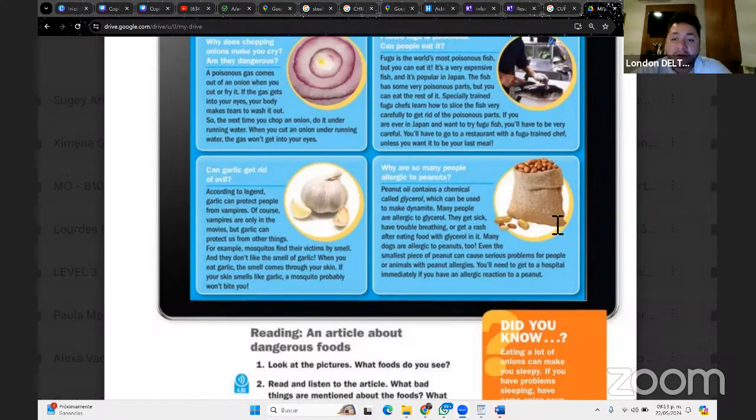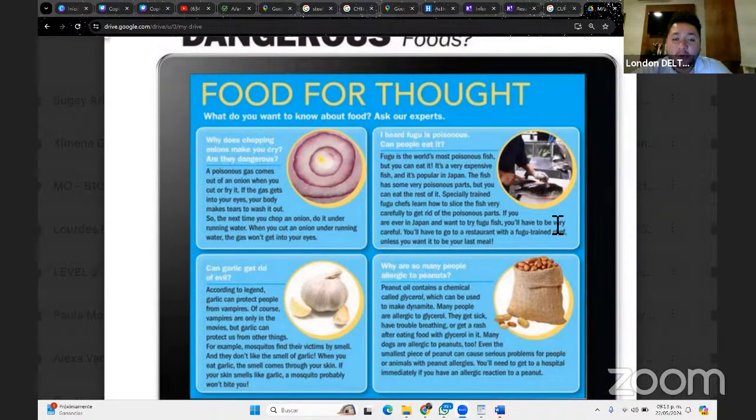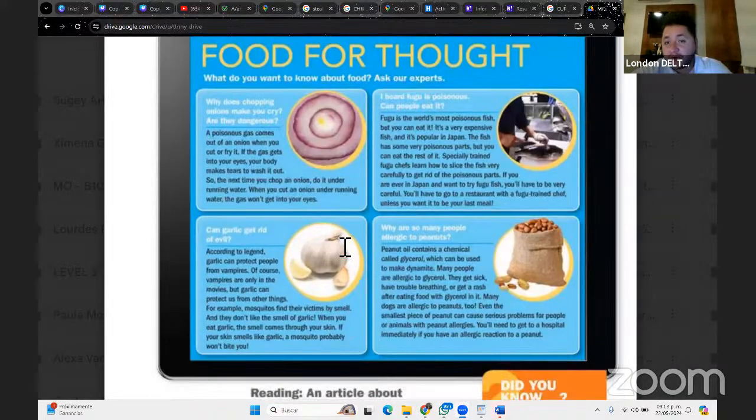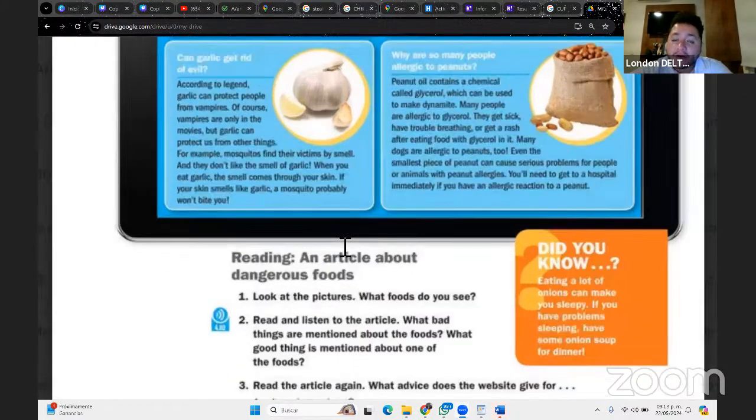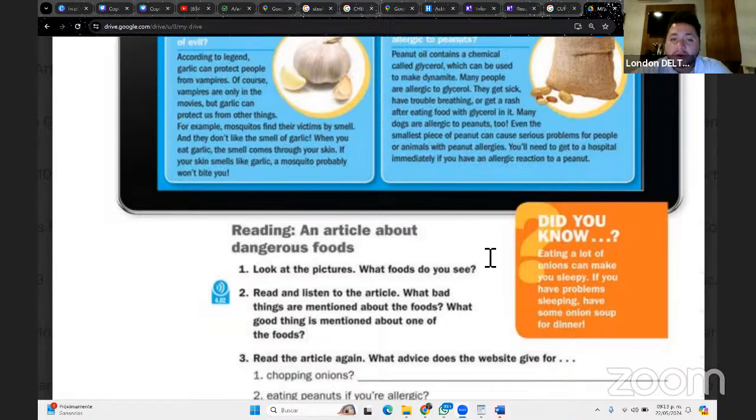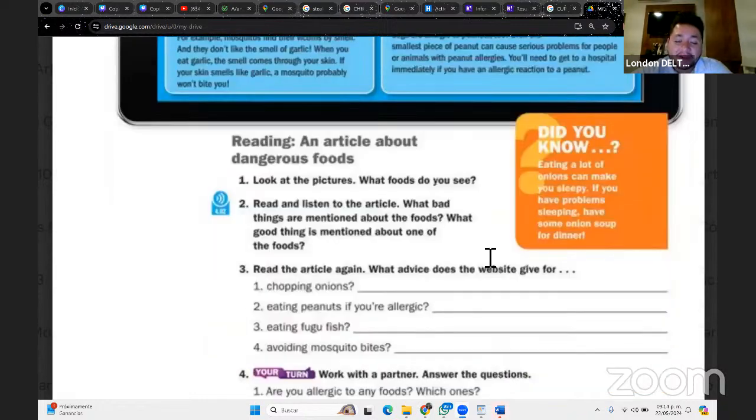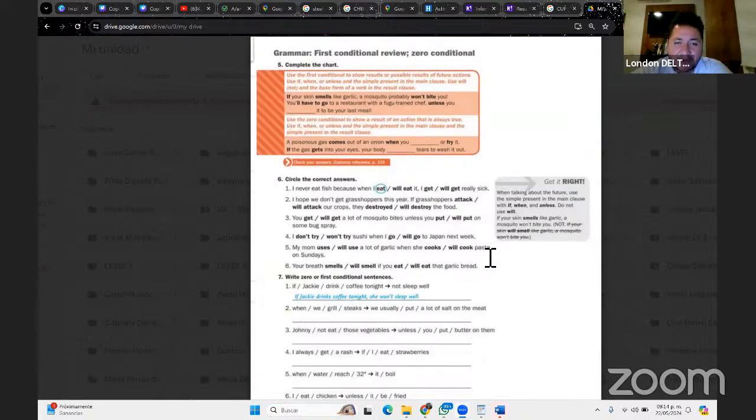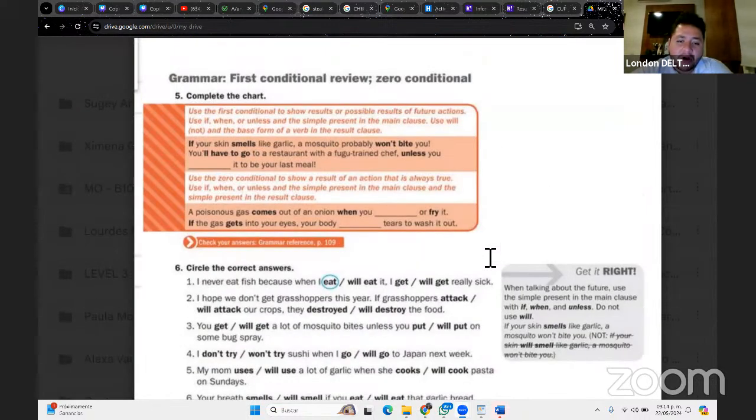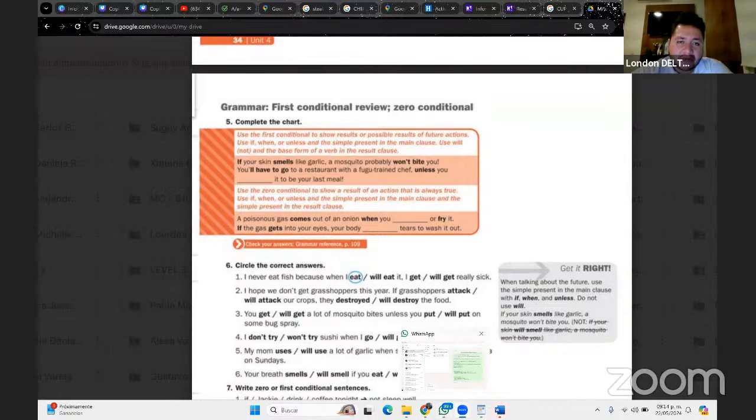Getting close to you. We also learned why onion makes you cry, and that some people who are allergic to peanuts, it's because it contains glycerol, which is also contained in dynamite, right? So now we are going to continue from here, again talking about food, to review the topic of conditionals, right?